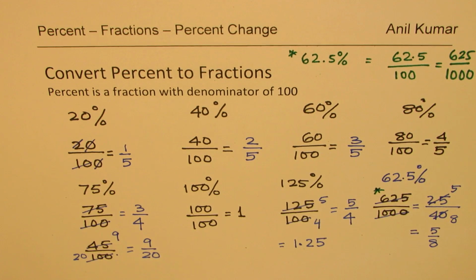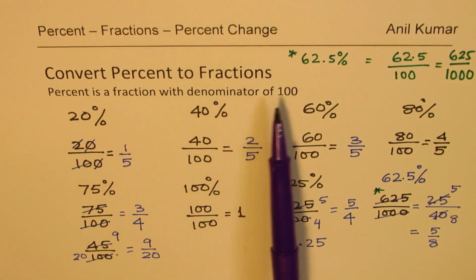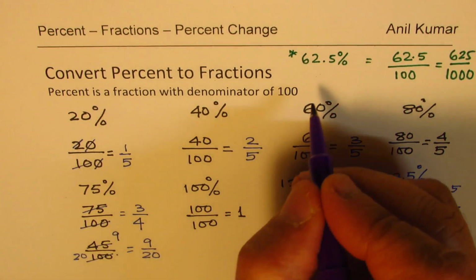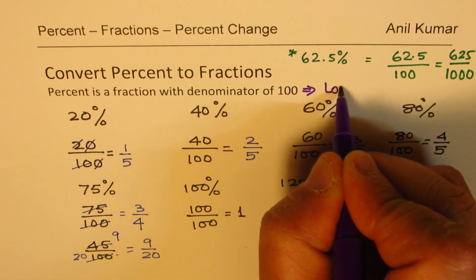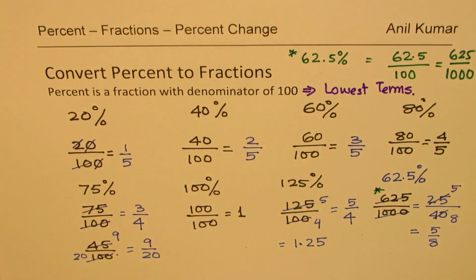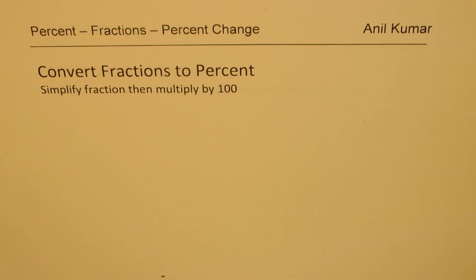But in any way, you learn how to convert percent to fractions. The only thing is just divide by 100 and simplify to lowest terms. So that is the key. So percent is a fraction with denominator of 100. Very simple. And then what you really do here is simplify to lowest terms. Now, let us see how to write fractions as percent. I hope this part is absolutely clear, right? Let's move on. Now let's look into conversion of fractions to percent.